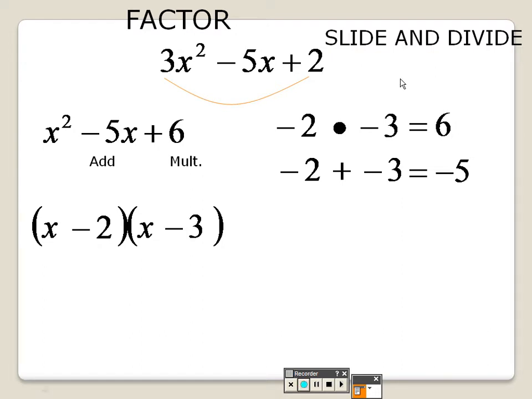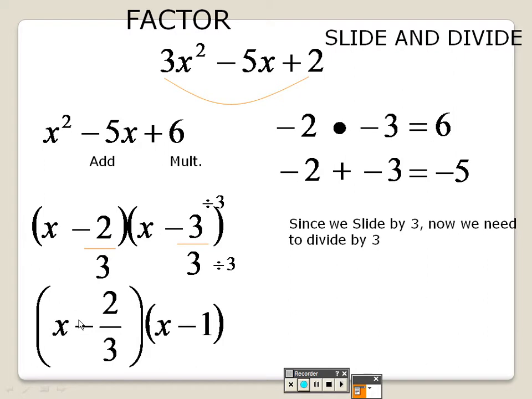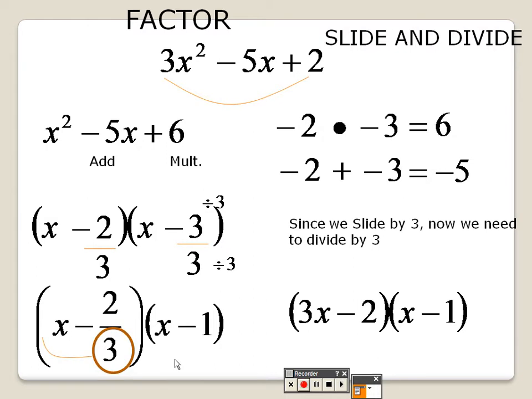However, I slide by 3. So if I slide by 3, that means I need to divide each of those by 3. So this simplifies, because it can divide them both by 3, to a negative 1. So I get x minus 2/3 and x minus 1. But you can't write factors as fractions. So I'm going to take that 3 and slide it over. So I actually get a 3x minus 2 and an x minus 1.